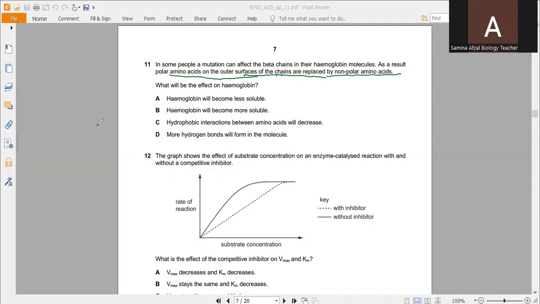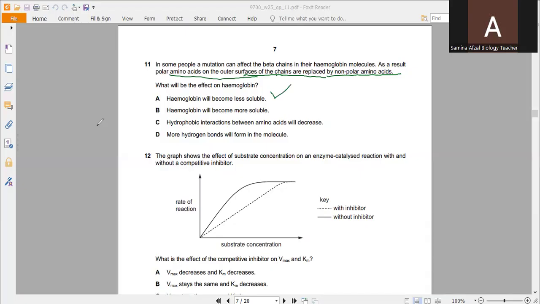And here you can see that hemoglobin is a globular protein that stays soluble in the blood because its polar amino acids are on the outside, interacting with water. So if we replace these with non-polar amino acids, which will make the surface hydrophobic, these non-polar patches will clump together to avoid water, making the protein less soluble. This is actually the mechanism behind sickle cell anemia. So according to this logic, hemoglobin will be less soluble.